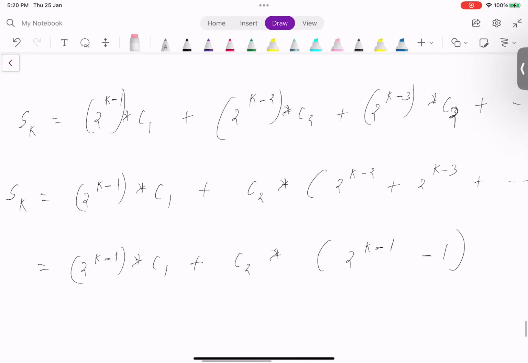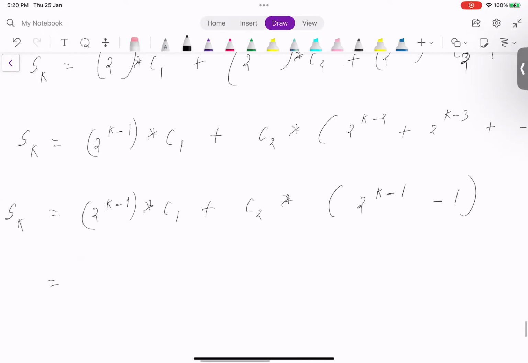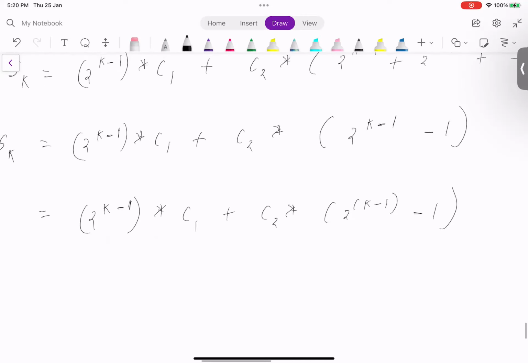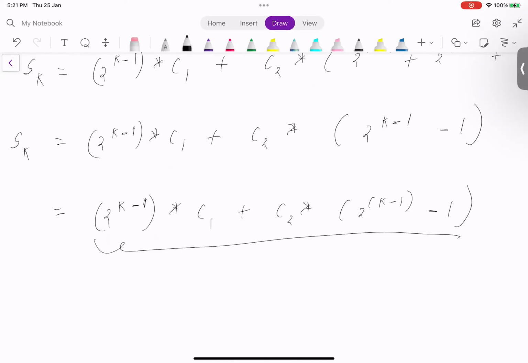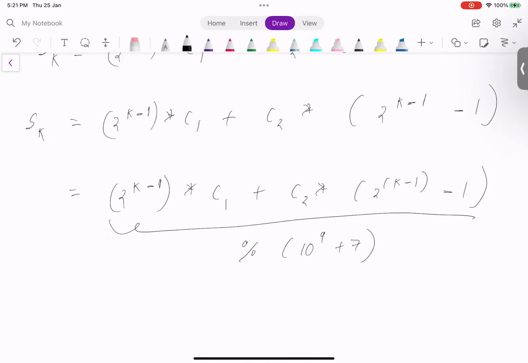So now we just reduced it to a simple thing. Now we found out C1 and C2, so just calculate what is 2 power k minus 1 into C1 plus C2 into (2 power k minus 1 minus 1). What is this value? Ensure that this value can be very large, so make sure you calculate this value performing modulo with 10 power 9 plus 7. So this way you can solve the problem.